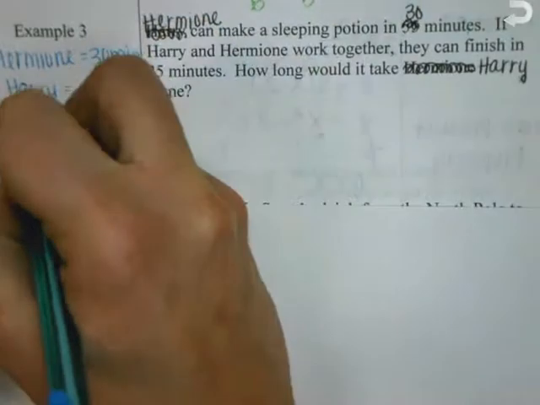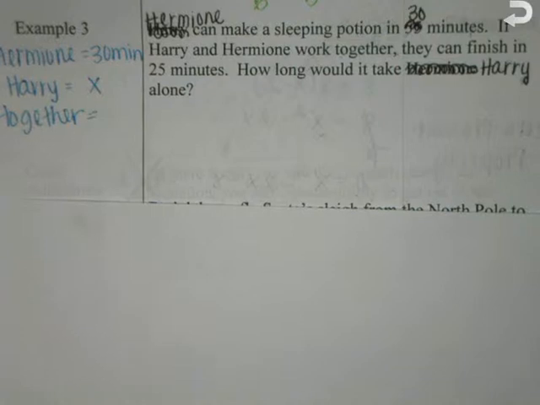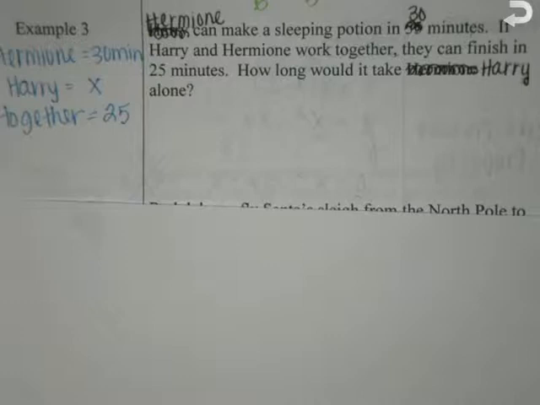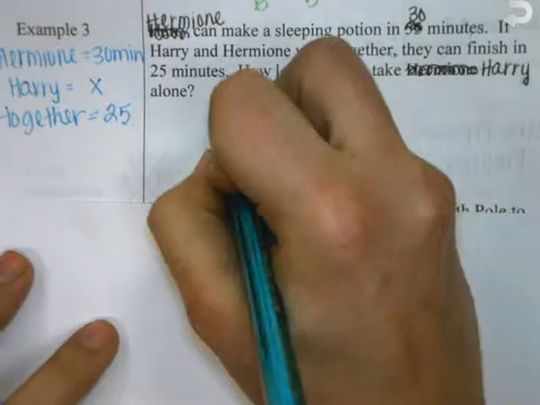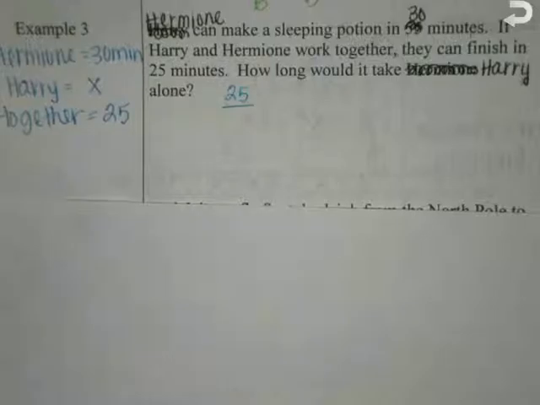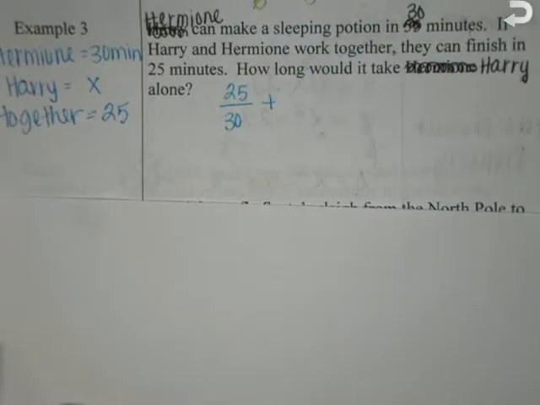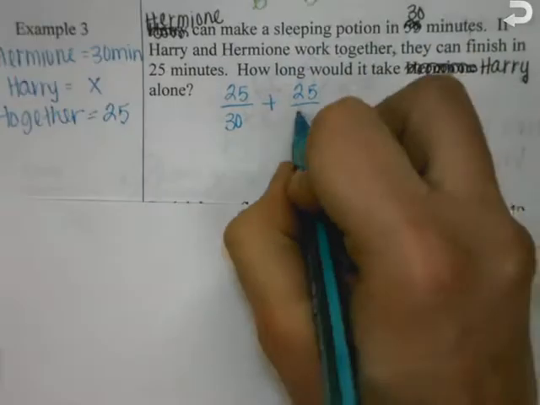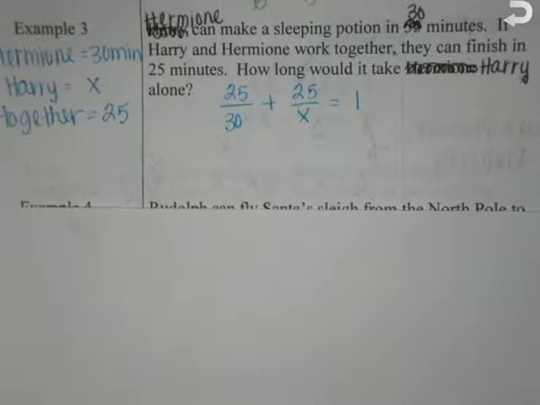What's together? 25. So our equation is going to look a little bit different this time, right? Because it's together over individual. So together is 25 over individual, which is what? 30. Plus together, 25 over individual, which is x, equals 1. You could reduce it if you want. I'm just going to go straight to multiplying by the LCD. What would the LCD be? 30x.